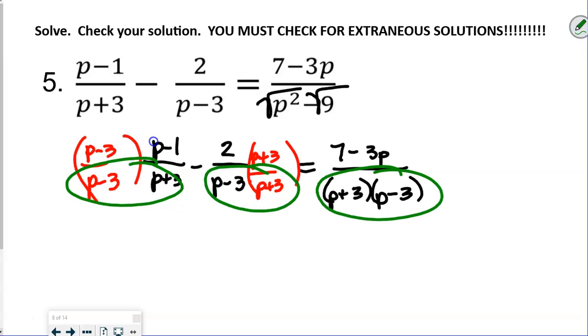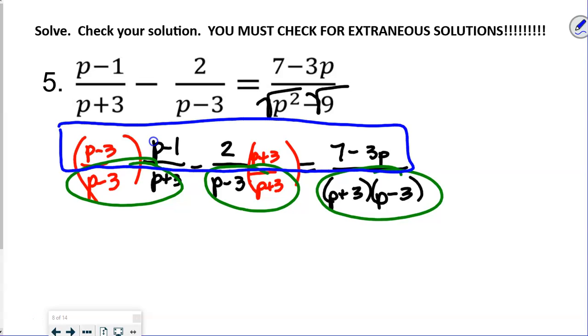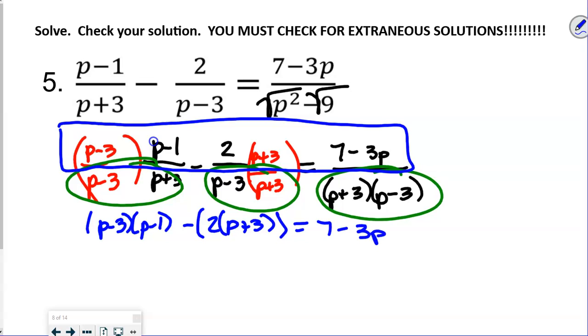So what does that mean? That means now we can just solve the top part of this problem. Once everything has a common denominator, we can solve just the top. So that's what I'm going to do now. So I'm going to do p minus 3 times p minus 1 minus 2 times p plus 3, and then I'm going to set that equal to 7 minus 3p, right?